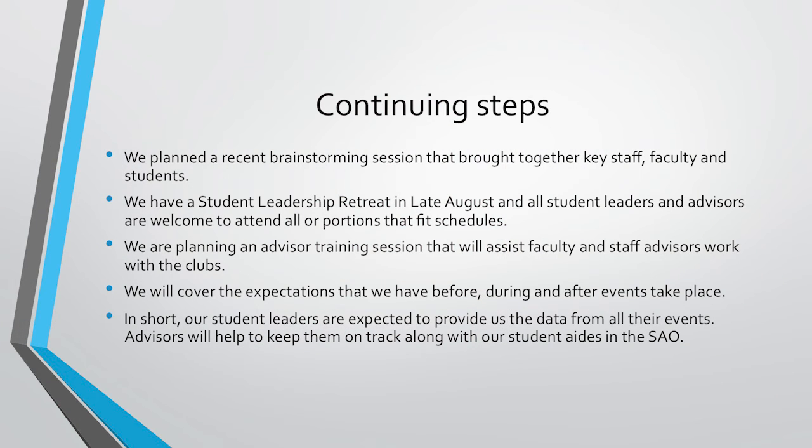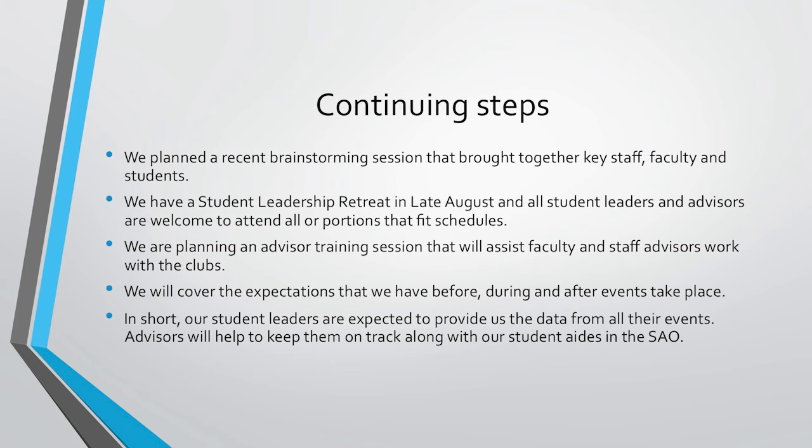Continuing steps. We planned a recent brainstorming session that brought together key staff and faculty and our students. So some of the outcomes from that, we worked through a lot of different things, including DEI, transportation, food insecurity. So we had staff, faculty, and students here really talking about some of the problems that our students may be facing, and how we can overcome some of those things, and make appointments to get back to each other and create events that will help our student population along.